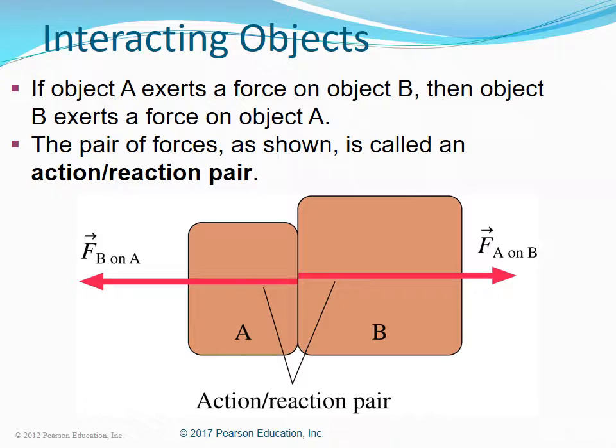If object A exerts a force on object B, then object B exerts a force on object A. The pair of forces as shown is called an action-reaction pair. The interaction occurs at the contact point between the two objects. The forces of equal magnitude point in opposite directions. The force from B to A points to the left, and the force from A to B points to the right.